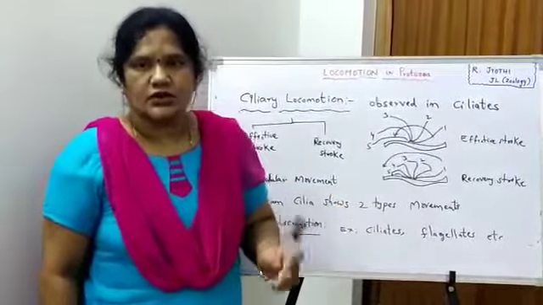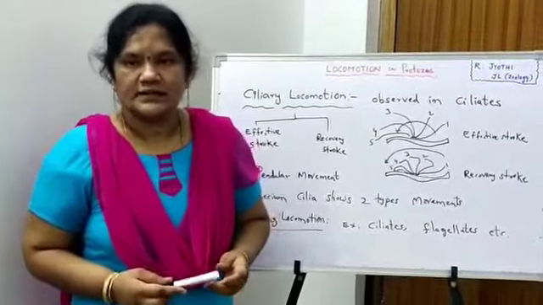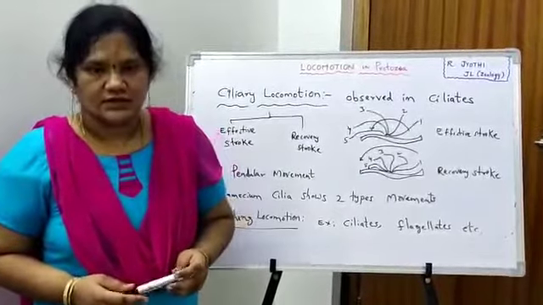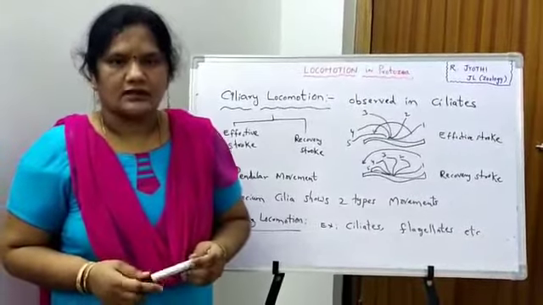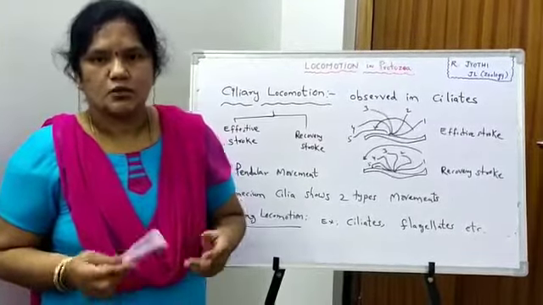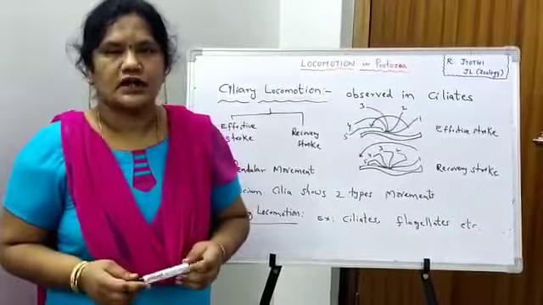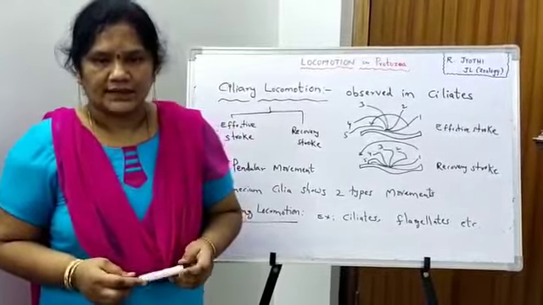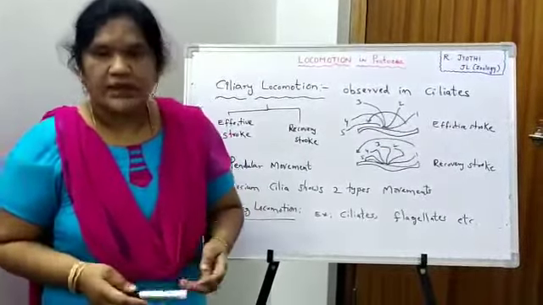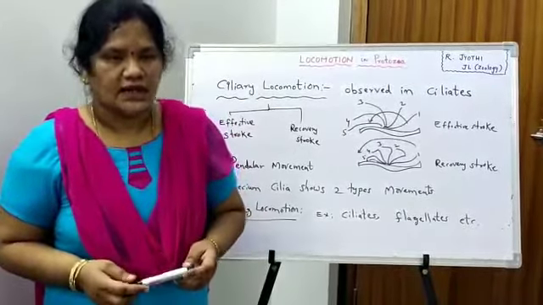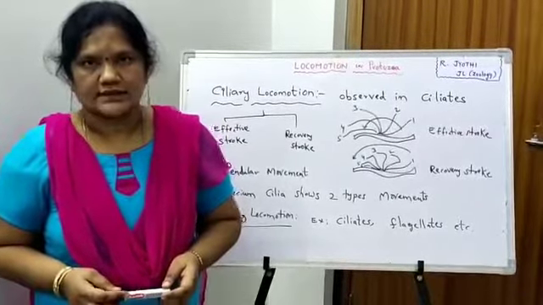Cilia show two types of coordinated movements. One is synchronous movement: cilia in a transverse row beat simultaneously in one direction. The other one is metachronous movement: the sequential movement of cilia in a longitudinal row, one after the other in one direction, like a wave. Ciliary locomotion is faster than flagellar locomotion, hence the ciliates are the fastest protozoans.